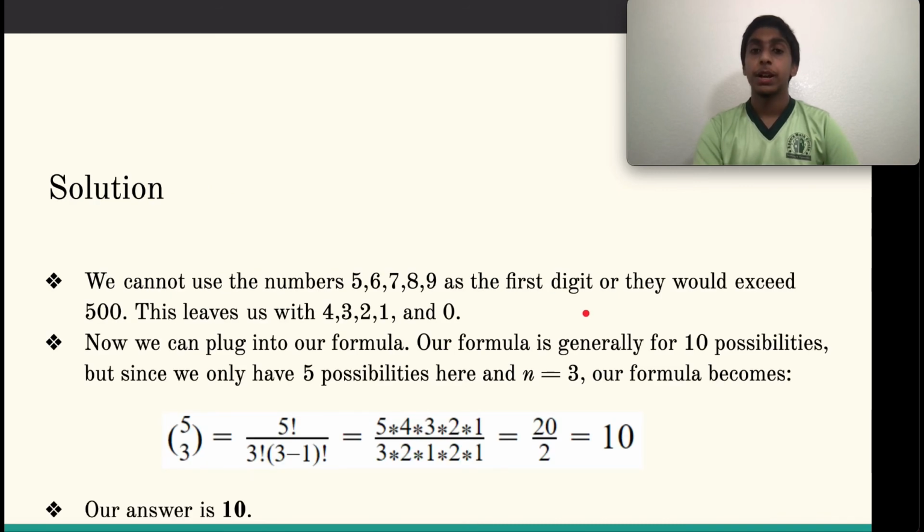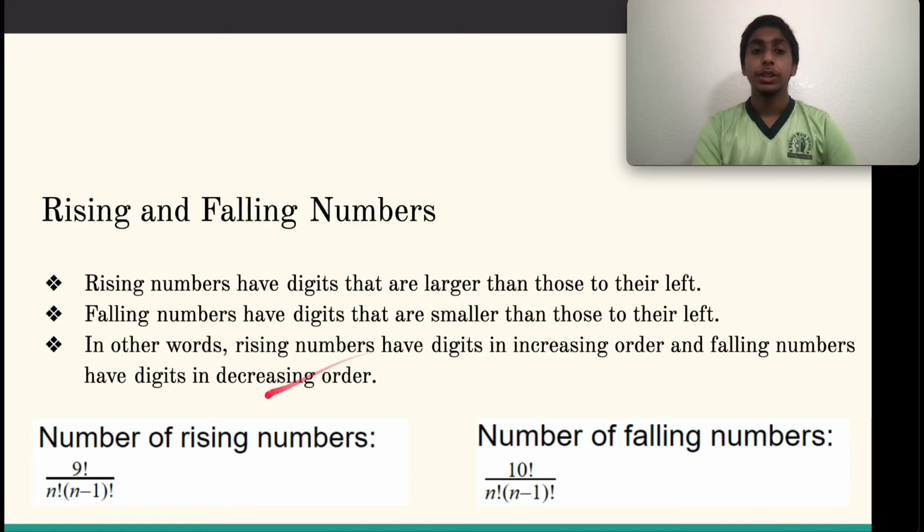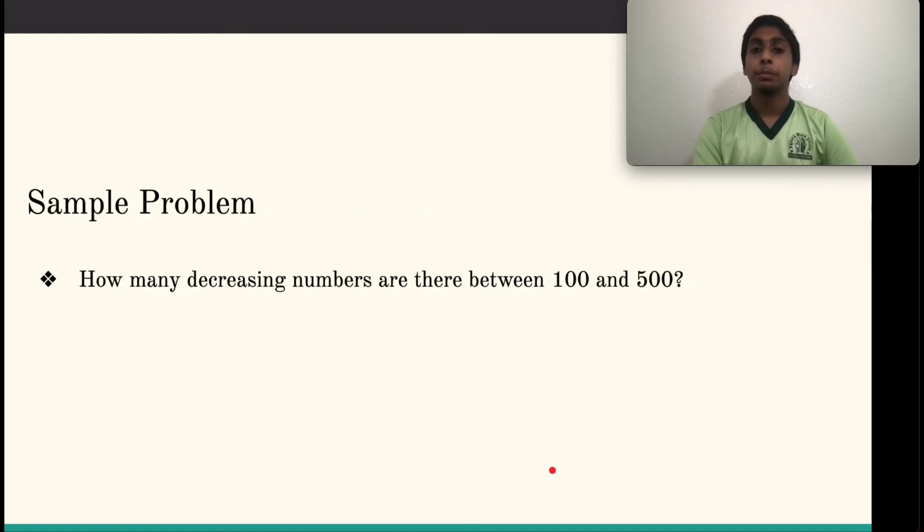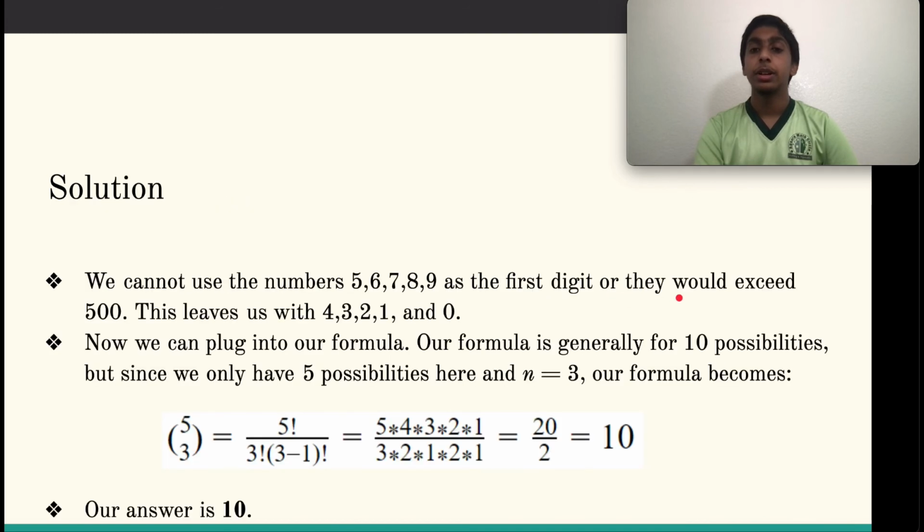This is an example of how in Mathcounts you're going to have to adapt the formula, or change the formula, so you can use it for a different scenario than where it was originally intended. Originally this formula for falling numbers was intended for the whole scope, like 100 to 999. Then you could just use this formula. However, because we only wanted 100 to 500, we had to change this formula and make it smaller in scope so we could have solved. And our answer for this one was 10.